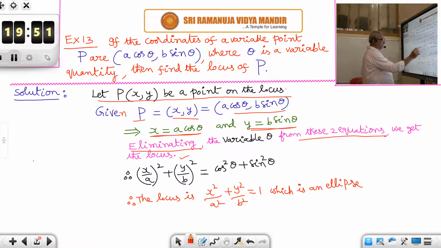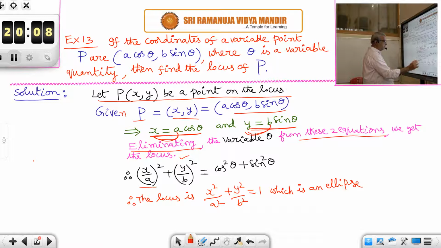Take a to the left side. You will get x by a is equal to cos theta. Take b to the left side. You will get y by b is equal to sin theta. Then squaring and adding. First equation divide by a, second equation divide by b, then squaring and adding.